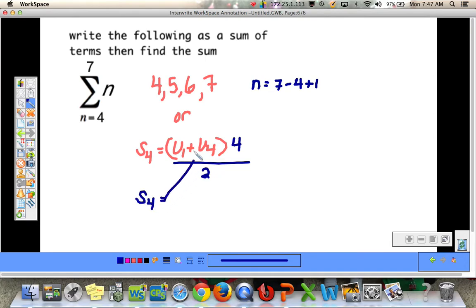So the sum of the first 4 terms, the first term that we want, and actually I should change this because we want from the 4th to the 7th term. So it should be u sub 4 plus u sub 7. Now we're not starting at 1 this time. So the 4th term is 4. The 7th term is 7 times 4 because there's 4 terms. And then we're going to divide by 2. So the sum of 4, 5, 6, and 7 is 22.